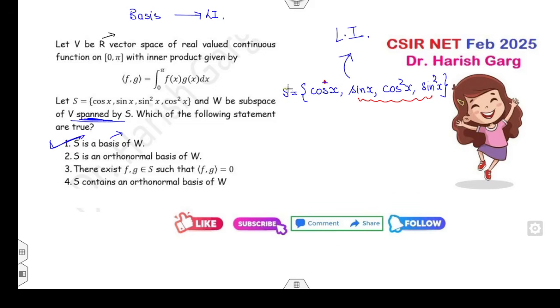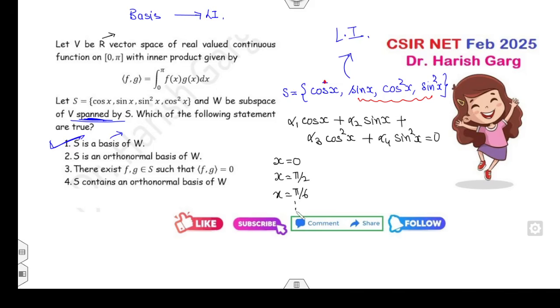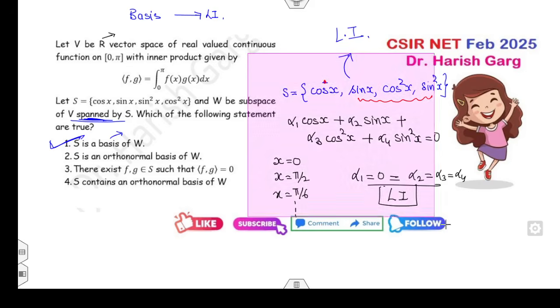Fine. Second method: multiply the first vector by alpha 1, then the second vector will be alpha 2 into sin x plus alpha 3 into cos square x plus alpha 4 into sin square x is 0. Now you can substitute x is 0, x is pi by 2, x is pi by 6 and so on, and you will see alpha 1 is 0, alpha 2 is 0, alpha 3 is 0, alpha 4 is 0. Once all are 0, that means they are LI. The first option is the correct option.